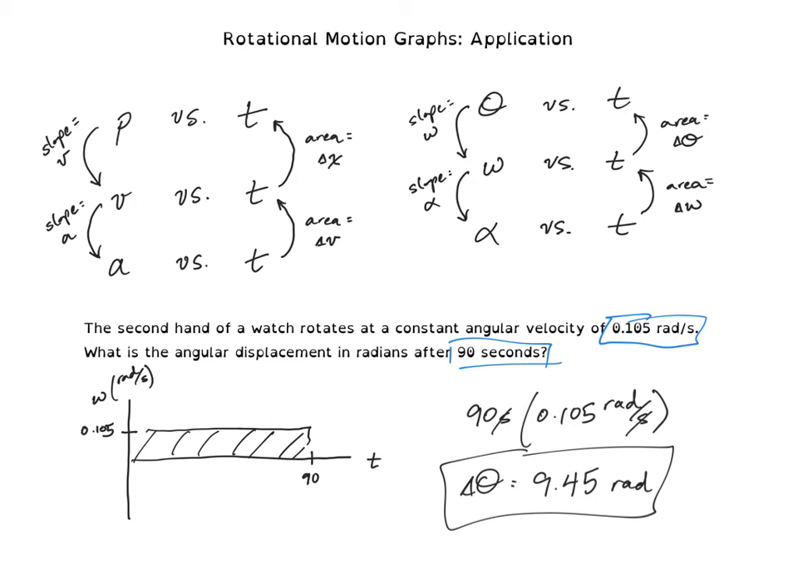9.45 radians. Okay, so really simple example, just going through how we can actually create a motion graph based on values that were given and then solve for a particular unknown. Okay, now we could have solved this using an equation as well, but once again, I want us to really be comfortable using a variety of different methods to describe and analyze rotational motion. So the next slide is going to go through one more example of how we can do this.